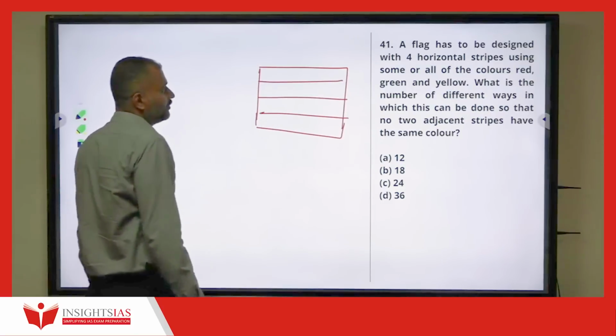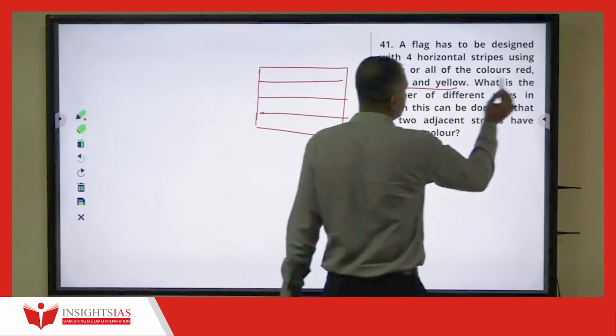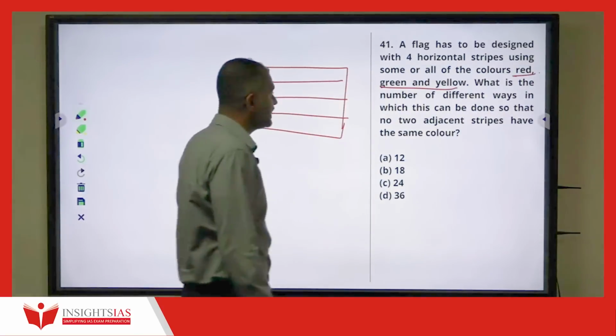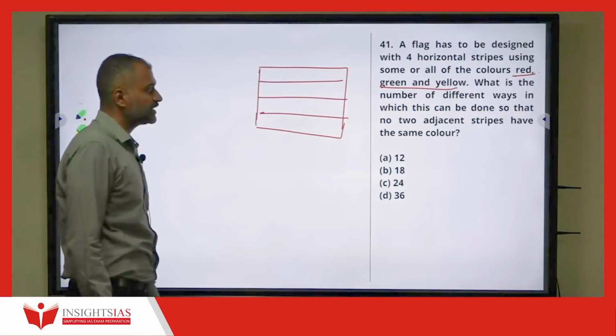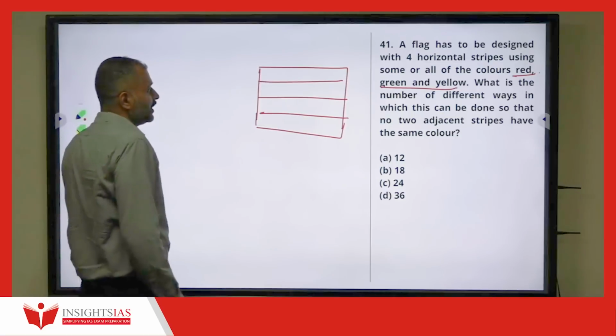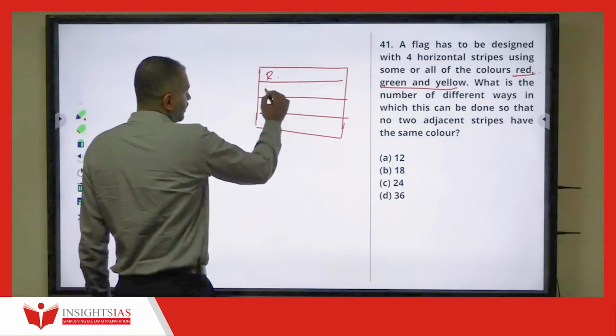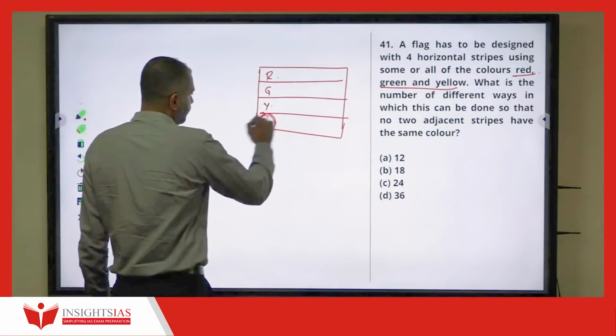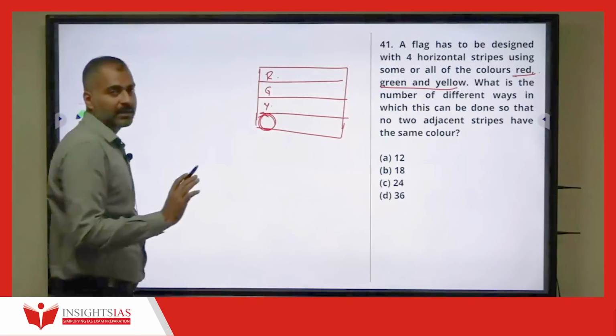4 horizontal stripes with red, green, yellow. What is the number of different ways in which this can be done so that no adjacent stripes have the same color? Means red, green, yellow. This is one possibility. Here you can fill anything other than red, yellow.